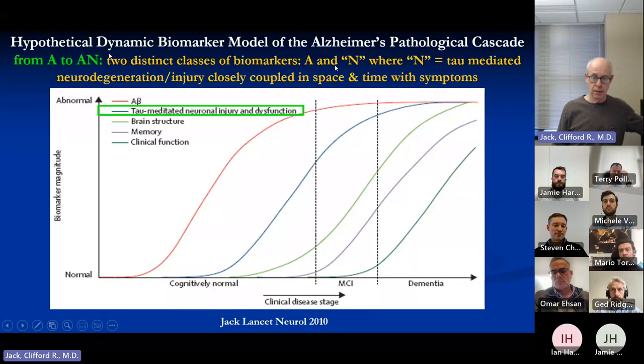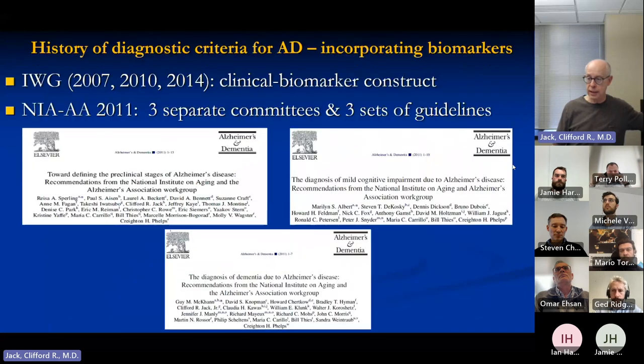And that's where we came to this idea that really, if you're going to classify people, you have to start using these two classes of biomarkers, because it's not the case that amyloid tells you everything that you need to know about what's going on in someone's brain. Now, what does this have to do with diagnostic guidelines?